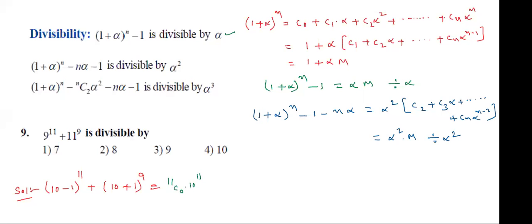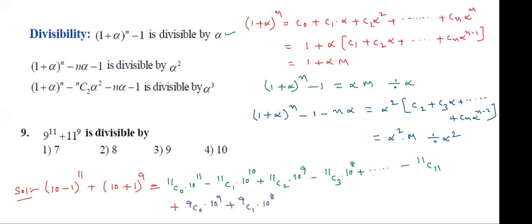11C0 into 10^11 minus 11C1 10^10 plus 11C2 10^9 minus 11C3 10^8 plus and so on. What is the last term, students? 11C11. This is the last term. Plus next, (10 + 1)^9. Expand that: 9C0 into 10^9 plus 9C1 into 10^8 and so on. What is the last term, students? That is 9C9.